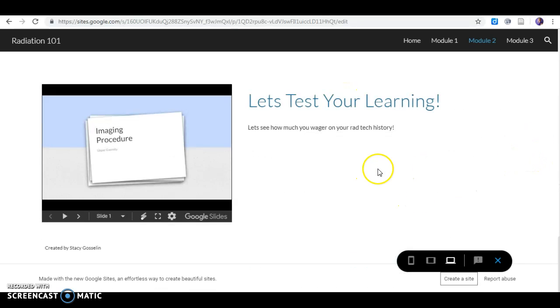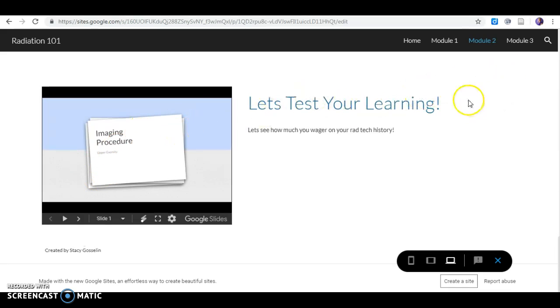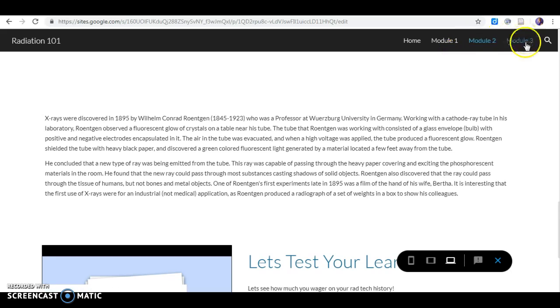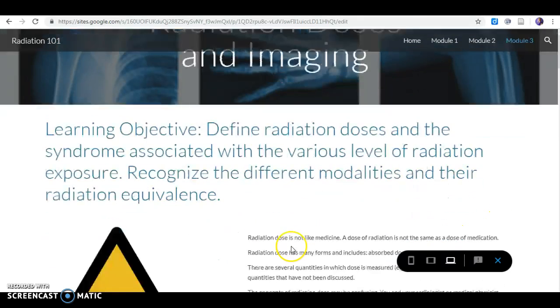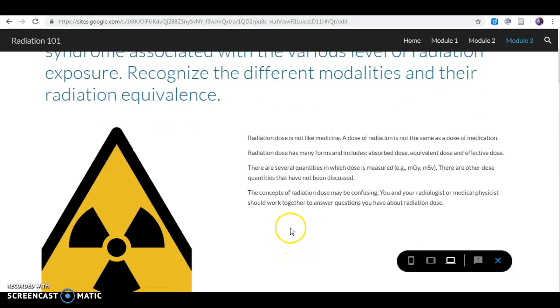And then as you go down to the bottom, I do a little bit of testing your knowledge with the different histories. And then module 3, I talk about radiation doses and imaging. The learning objective for this module is to define radiation doses and the syndrome associated with the various levels of radiation exposure, and recognizing the different modalities and their radiation equivalents.